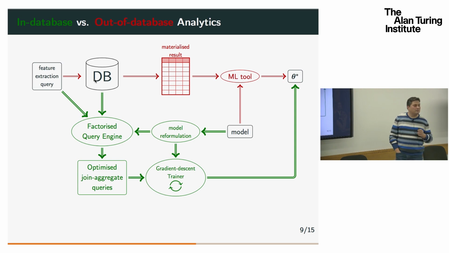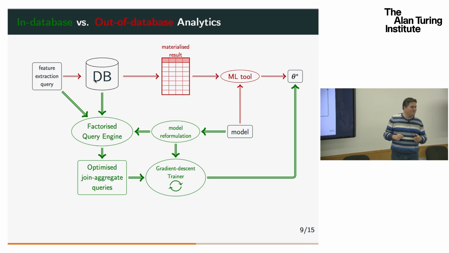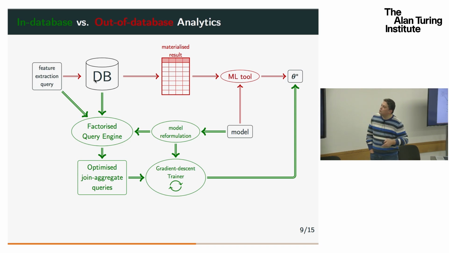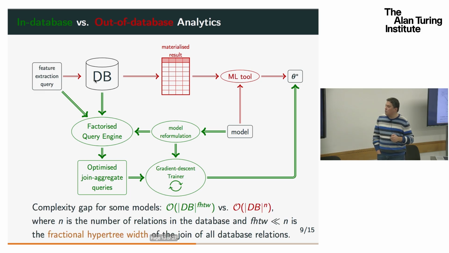So what we did is specifically here, we avoided materializing the result of the join, which is very large and highly redundant. And also, we somehow derive from the model the actual aggregates, which we would compose together with the feature extraction query and get a more optimized code. So we showed that there is a big complexity gap we can achieve by doing this.